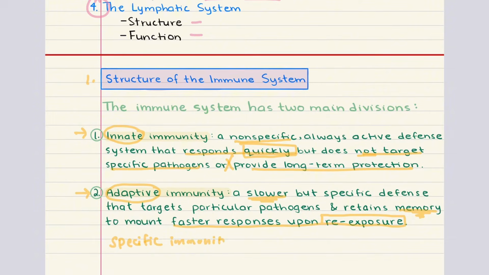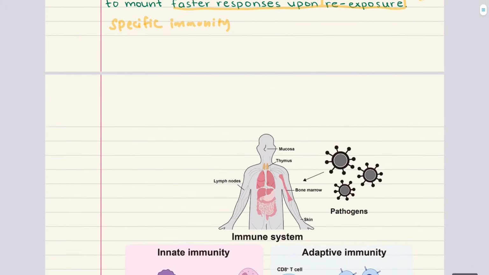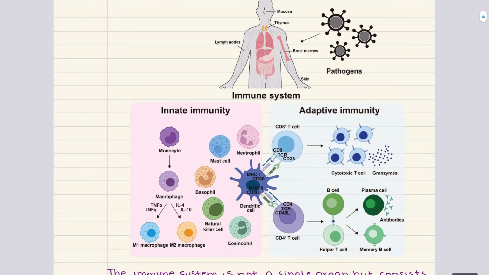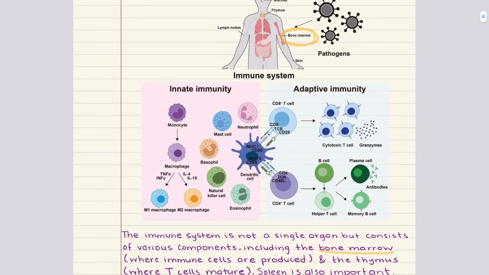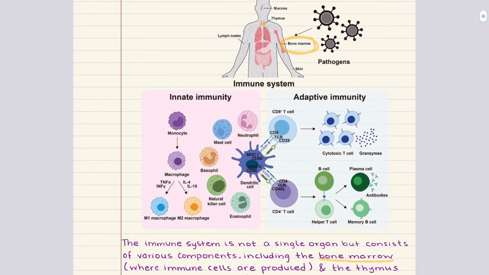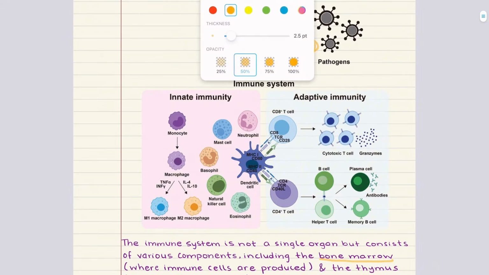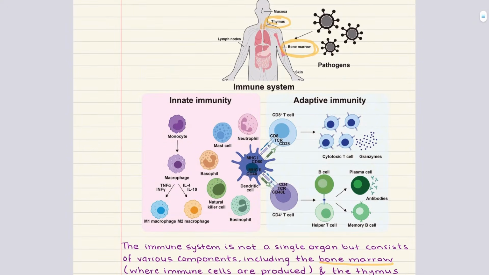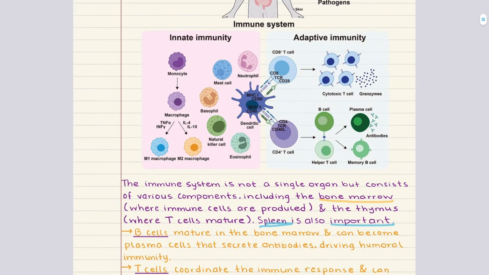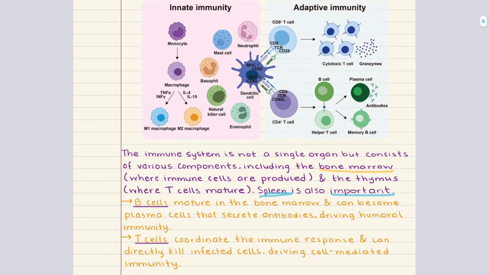Now, the immune system, it's not a single organ. Instead, it consists of multiple components that are located throughout the body. One major site is the bone marrow, where immune cells are produced. These immune cells are collectively called leukocytes or white blood cells. The thymus is another important site where T cells mature. The spleen is also going to play a critical role by filtering the blood, removing old or damaged red blood cells, and also just providing a site for initiating immune responses.